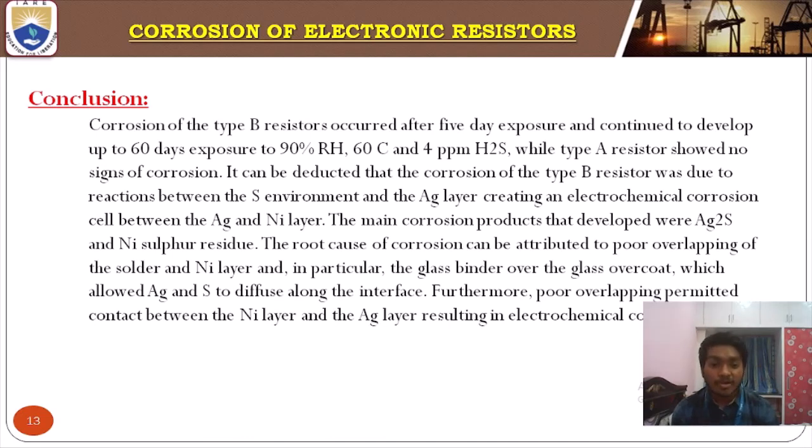The root cause of corrosion can be attributed to poor overlapping of the solder and nickel layers. This means the outer layer and protective layer overlap poorly, so that corrosion takes place. In particular, the glass binder over the glass overcoat allowed silver and sulfur to diffuse along the interface. Furthermore, poor overlapping permitted contact between the nickel layer and silver layer, resulting in electrochemical corrosion.